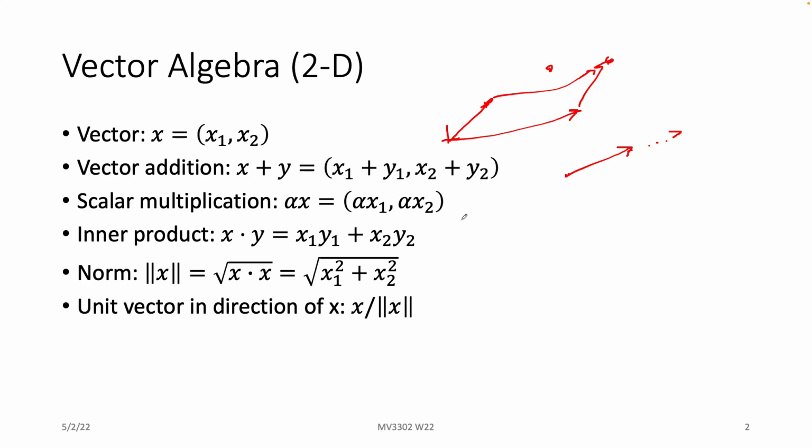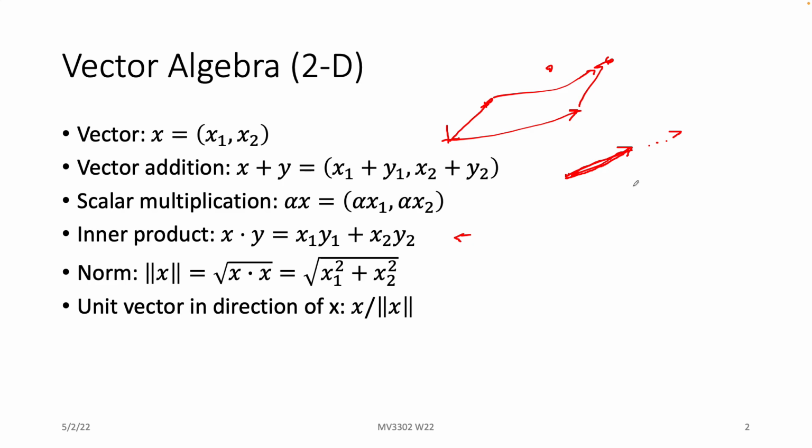Now, the main operation we're going to look at is the inner product. The inner product, or dot product, is simply the sum of the product of the two coordinates. The norm of a vector is the Euclidean length. So what is the length of this vector, and how do we compute it? We compute it by taking the sum of the squares of the two coordinates and taking the square root.